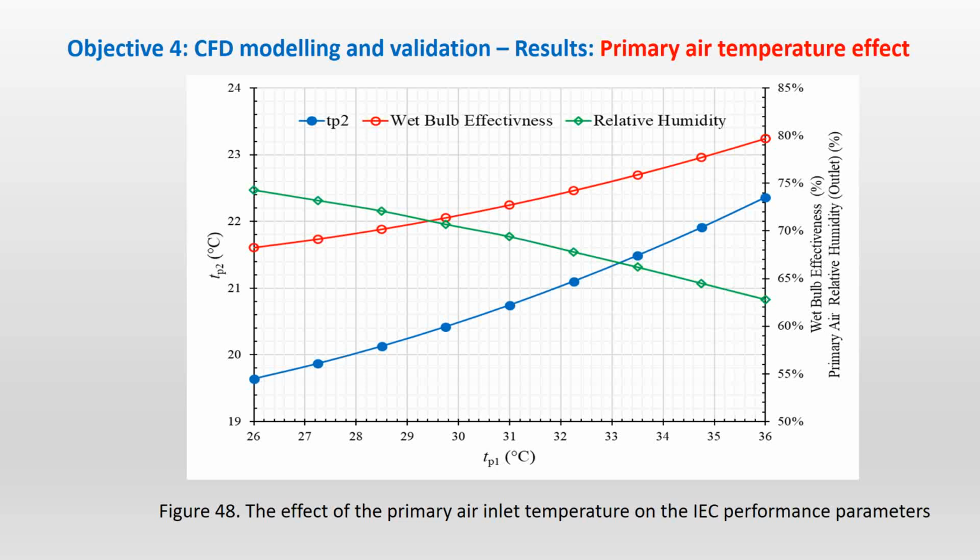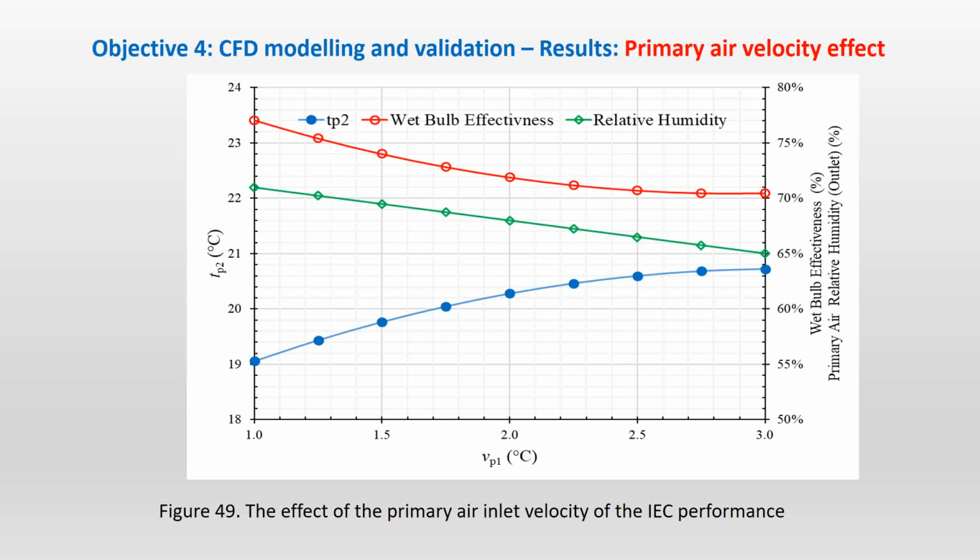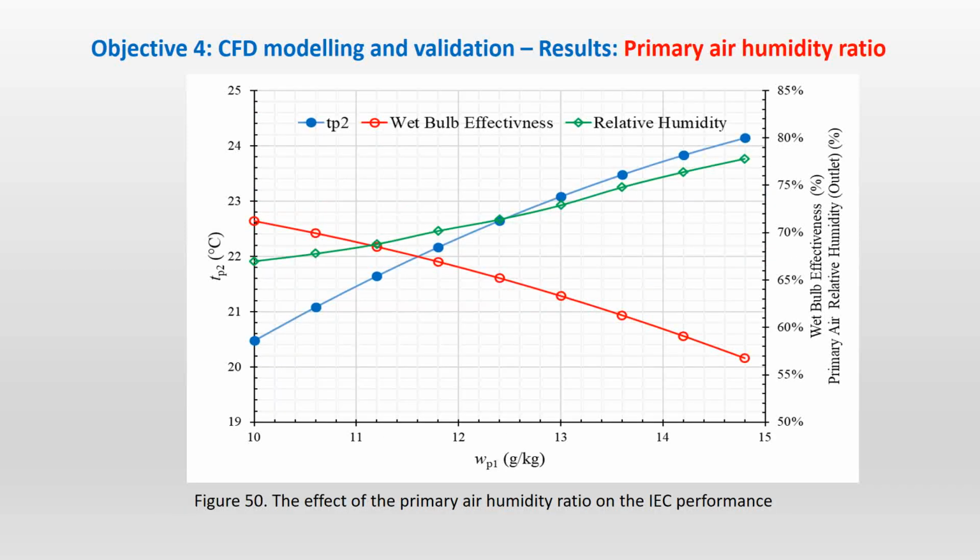Now, for changing the primary air velocity, the temperature simply increases. We proved that experimentally. The relative humidity will decrease, and the wet bulb effectiveness will decrease. In the third case, which is the humidity ratio, the only thing that increases is the temperature. Relative humidity increases because the moisture content is higher at higher temperature, while the wet bulb efficiency decreases because the delta T for the primary air is increasing.